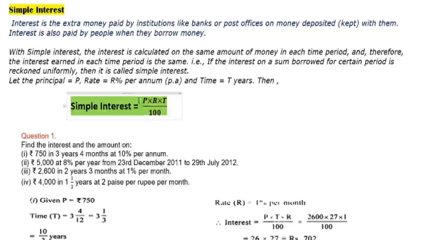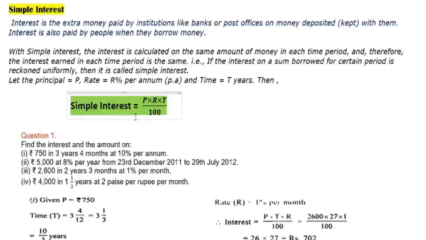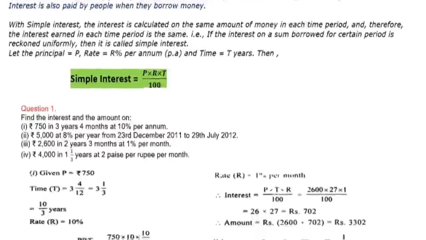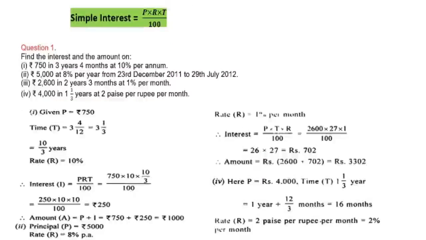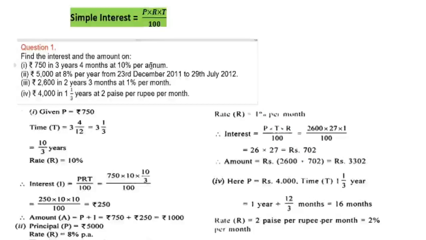By using this formula, we can calculate the simple interest for a given amount of money, a given rate and a given time. Now look at some questions. Question number 1. Find the interest and amount on rupees 750 in 3 years 4 months at 10% per annum.